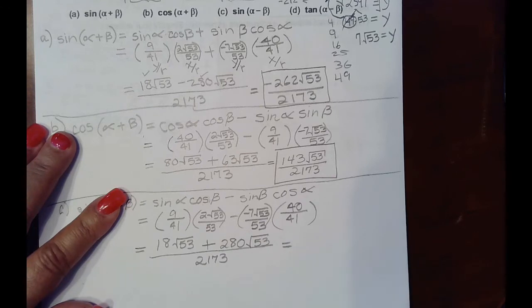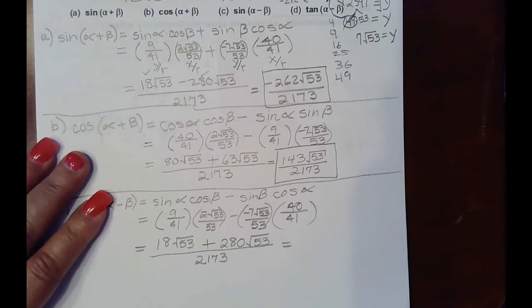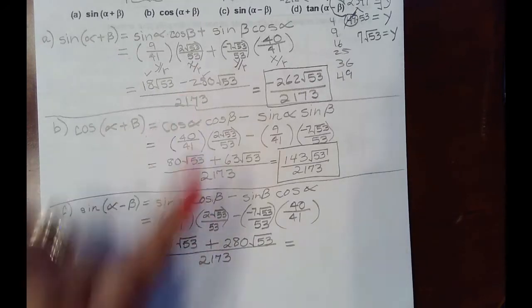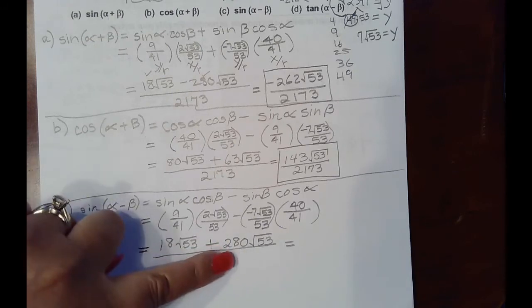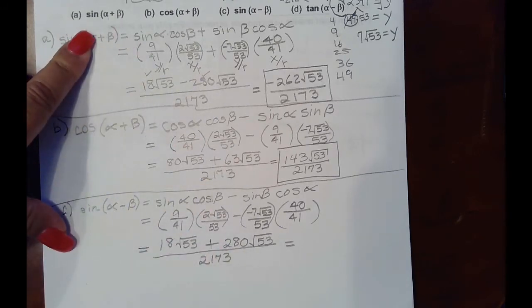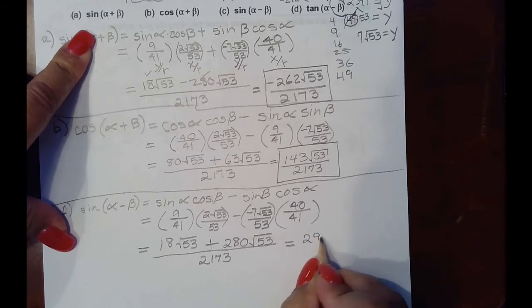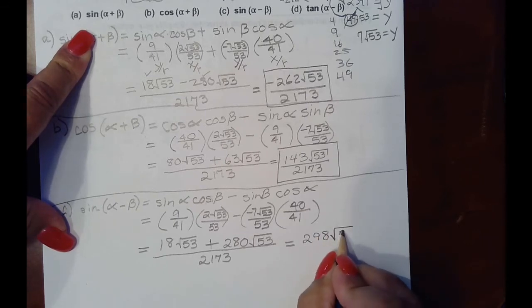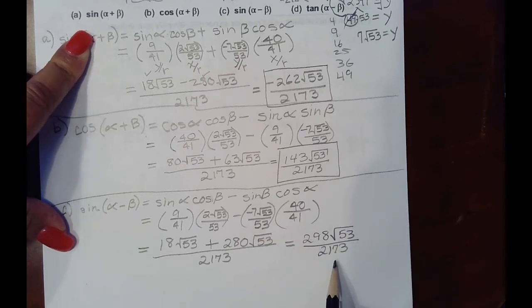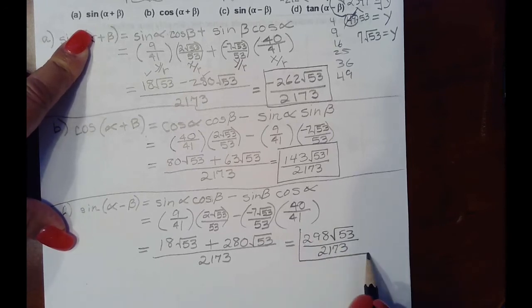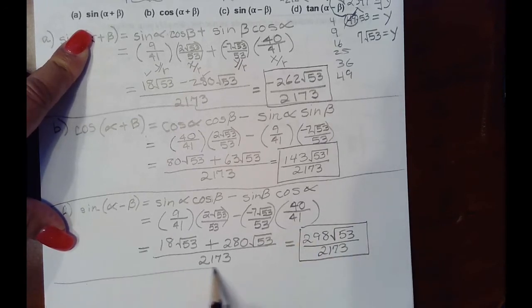Because you are now in a sum situation rather than a difference, the value you're going to get here is different. So this will be 18 plus 280 is 298 square roots of 53 over 2173. And again, if you put the coefficients, not the radical, because that's a decimal, 298 divided by 2173, that does not reduce, so you leave it like that. And that is the answer to part C.